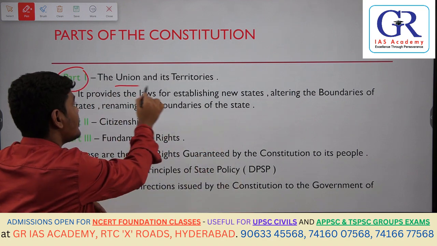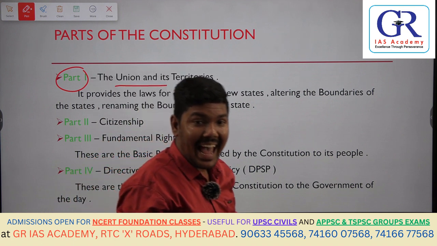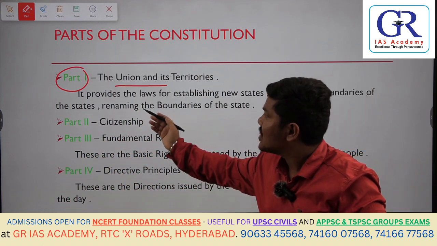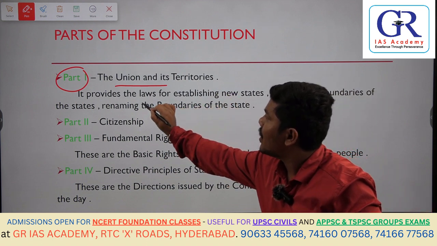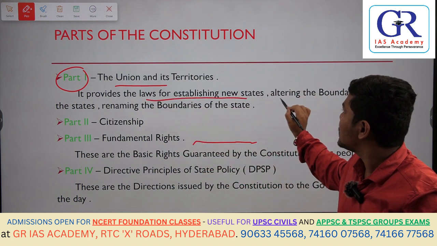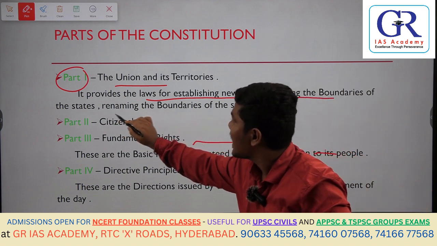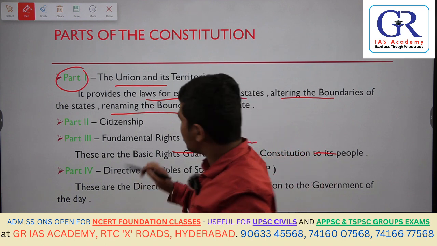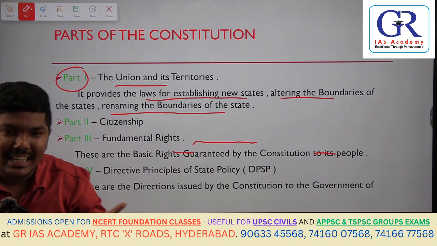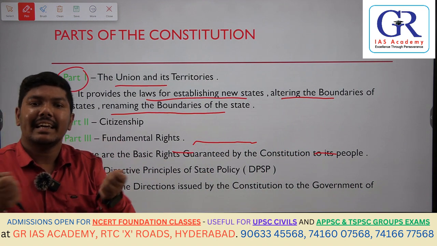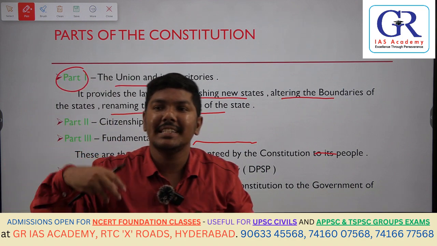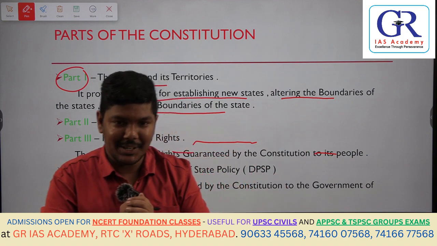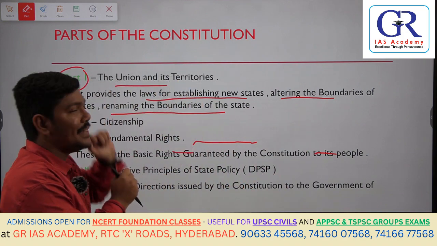That means the Union and its territories, to what extent our country extends. Part 1 also mentions how to establish new states, alter the boundaries of states, and rename states. For example, Kerala has now passed a resolution to change its name to Keralam. They passed a resolution, so that now comes under this part.